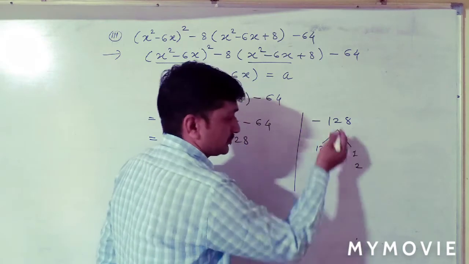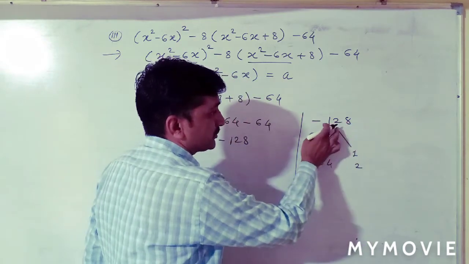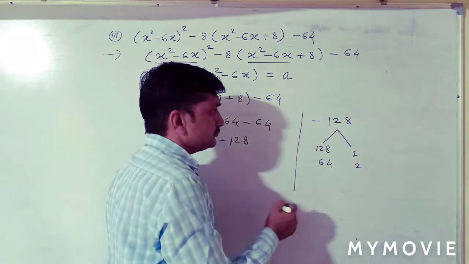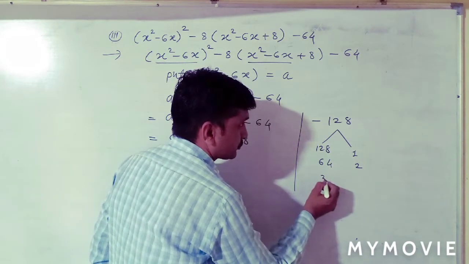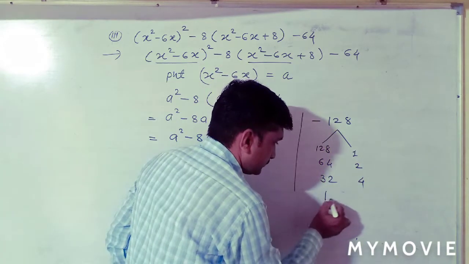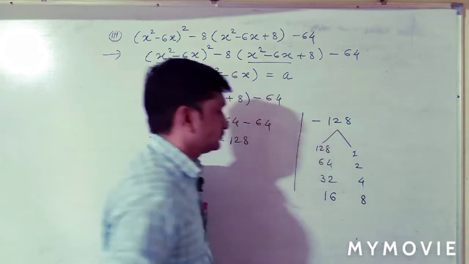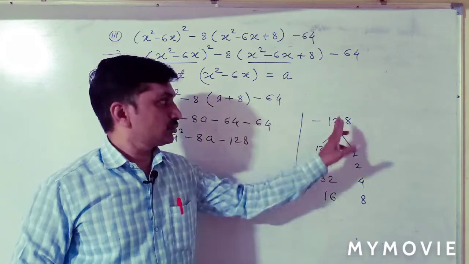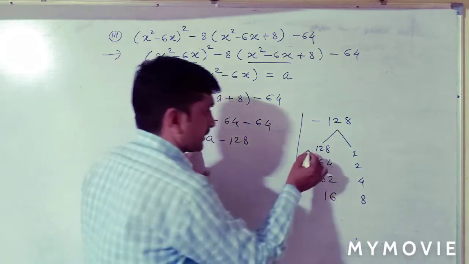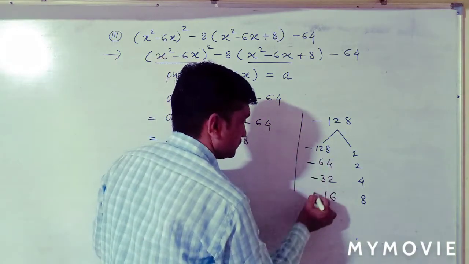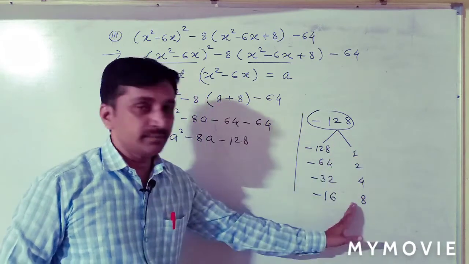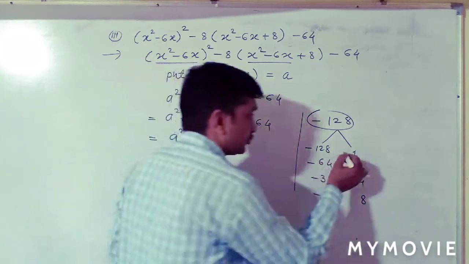If we divide by 3, it's not divisible, because 8 plus 1 is 9, 9 plus 2 is 11. By 4: 4 3s are, 4 2s are, 16 8s are 128. The middle term's sign goes to the bigger factor, minus here. The product is negative, that's why the sign here will be opposite of this. Opposite means plus.